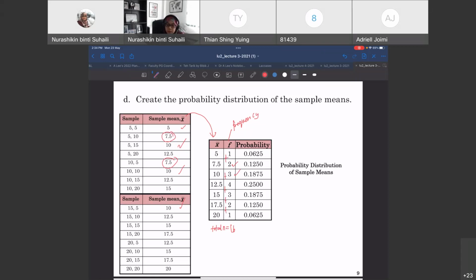Remember the probability formula is the frequency of that particular point divided by the total n. For example, for this one, 1 over 16 is equal to 0.0625. That's how we find the probability of every sample mean. Because we're talking about sample means, it's actually just the introduction of sample means. Everything else is about the same as what we have covered on probability.